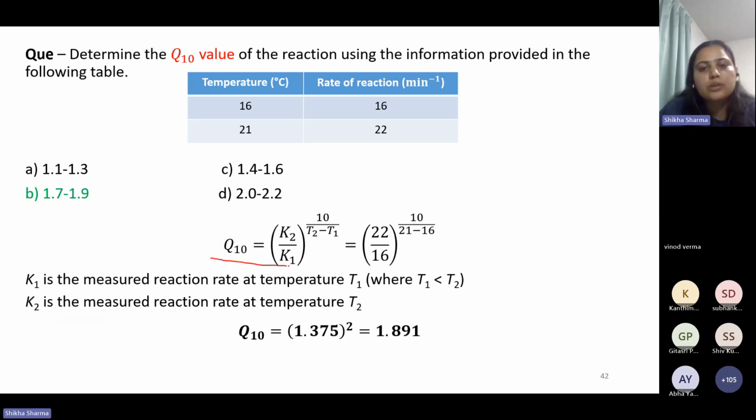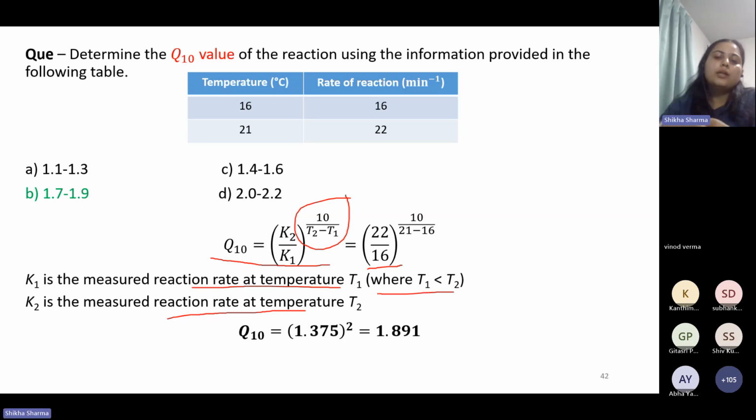Yeah, so the Q10 value is equals to the K2 by K1 to the power 10 divided by T2 minus T1. K2 is the reaction rate at temperature T2. K1 is the reaction rate at temperature T1, where T1 is less than T2. We are putting our food in one temperature condition where the enzymatic reaction is going at some rate which is K1, and when we increase the temperature to T2, the reaction rate changes to K2.